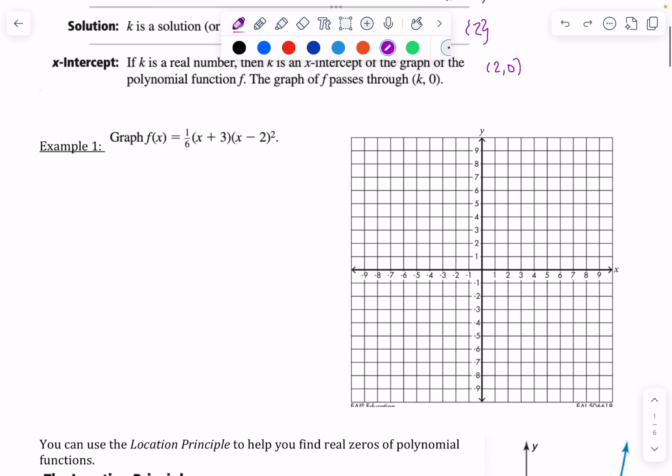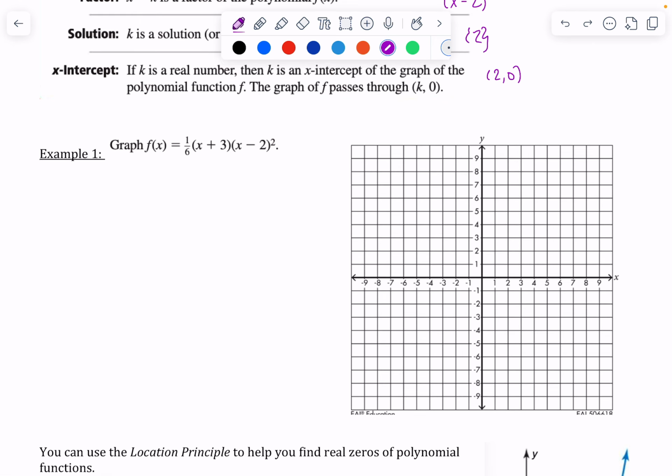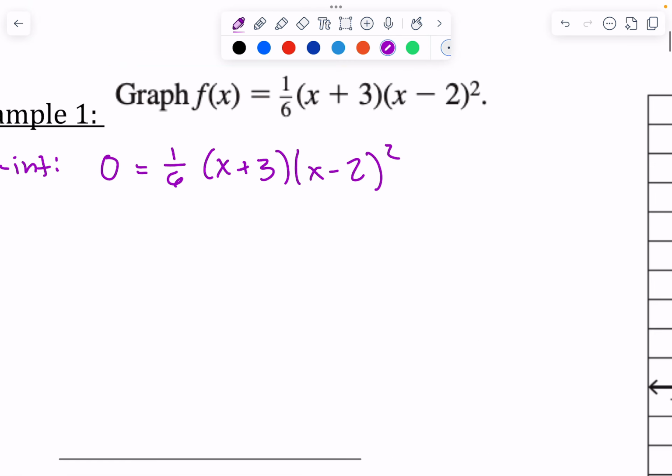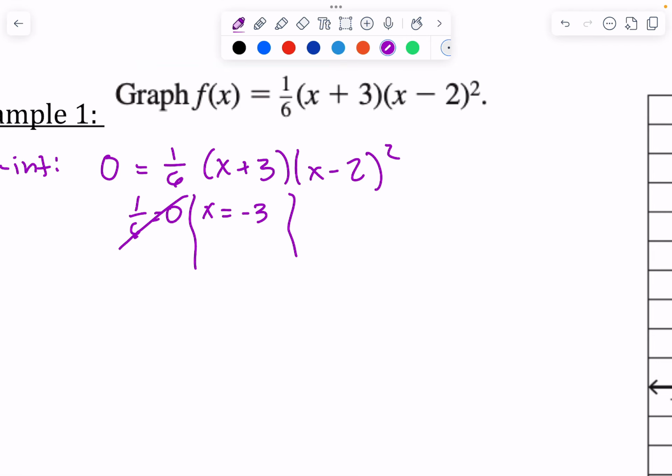Now I'm going to use that information to help me graph a polynomial in factored form. Since it's in factored form, I don't know what the degree of this polynomial is, but I do know what the x-intercepts are. Remember, if I'm looking at x-intercepts, my y value is 0, so I just replace f of x with 0. Now I can solve this just like we have in previous lessons. Setting each factor equal to 0, I can ignore that because that's not true. I get x equals -3 and x equals 2.